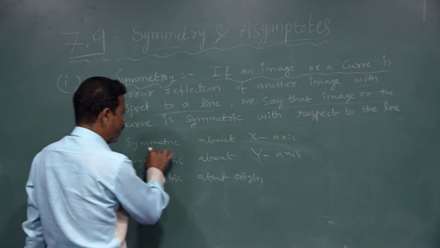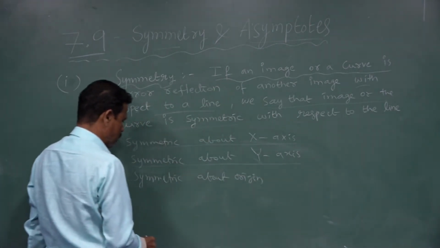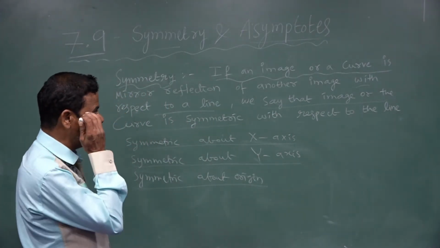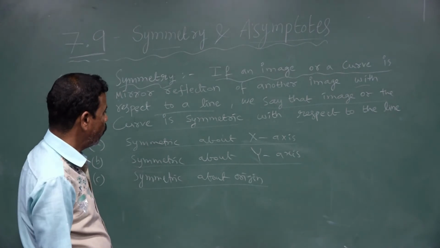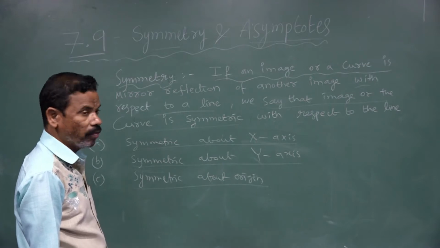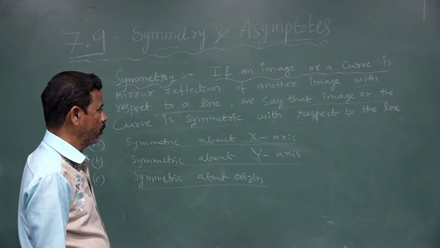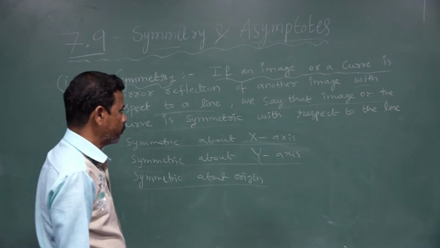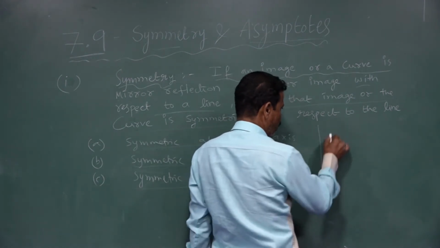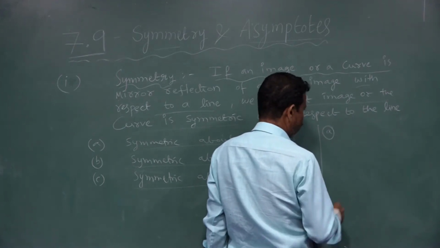First one is what? Symmetric about x-axis. Second one, symmetric about y-axis. Third one, symmetric about origin. Three types. So in these three types, how do we define symmetric about x-axis, symmetric about y-axis, and symmetric about origin? Here there is one condition in each. In A, symmetric about x-axis, how do we define it?